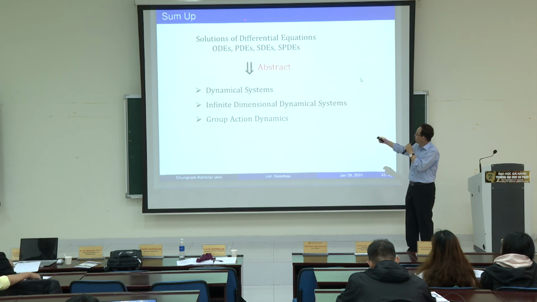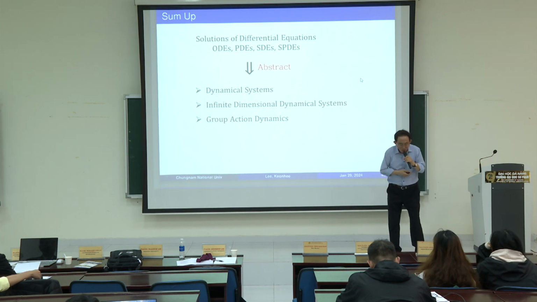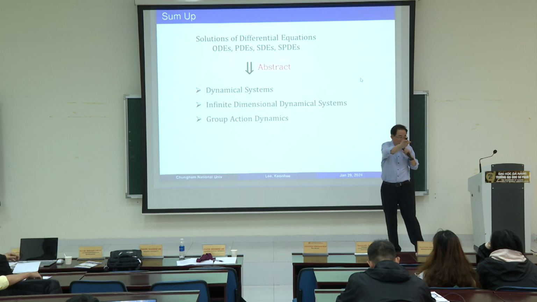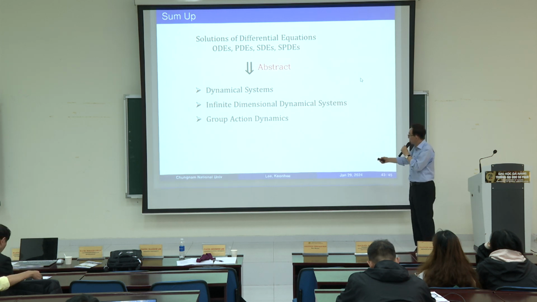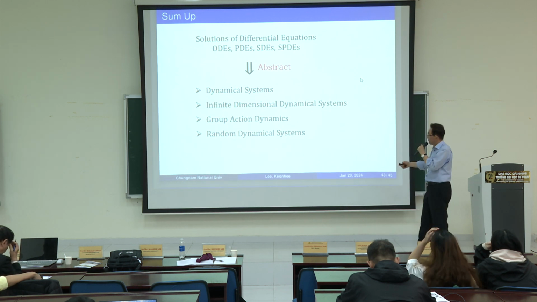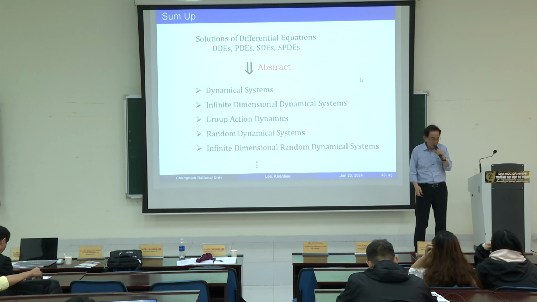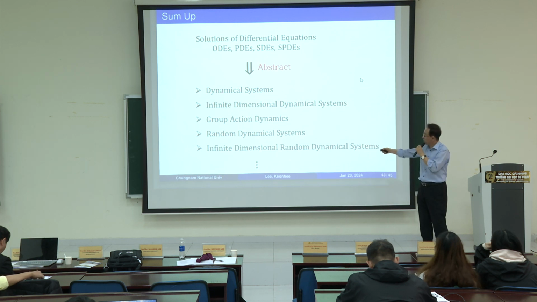From stochastic differential equations, we get the group action dynamics. What is group action dynamics? The solution is not unique; there are many actions. And from the stochastic differential equation, we get random dynamics. Of course, random group action we can also have. We can get the infinite-dimensional random dynamical system. So this is the abstract concept.